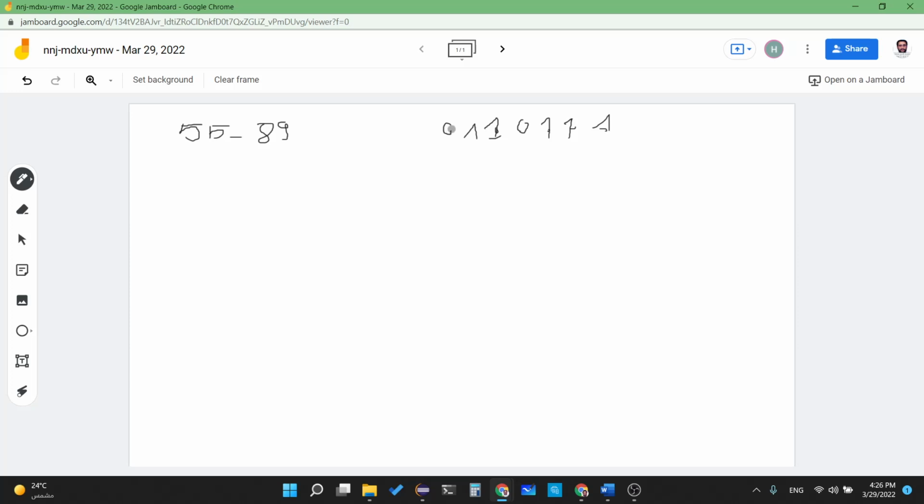We need to add the 0 to complete the 7 bits for the magnitude part, and then 0 for the sign bit. So this is the 2's complement representation for 55. And then we need to find the 2's complement representation of 89.